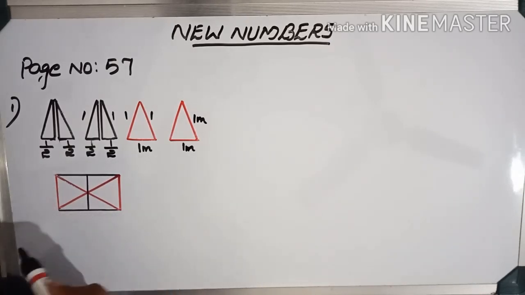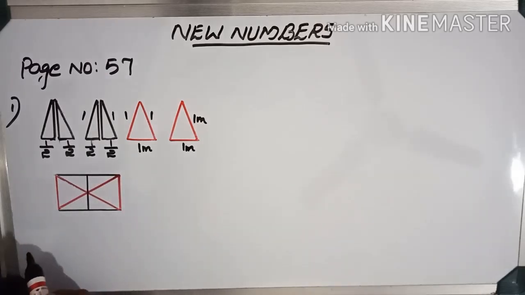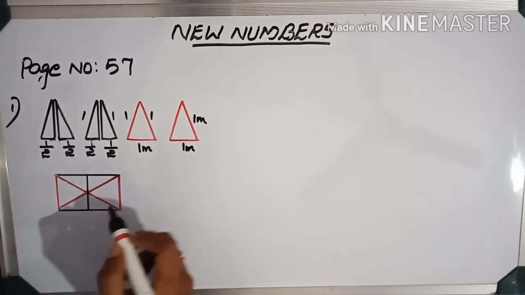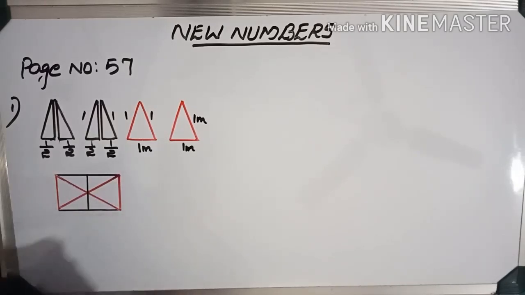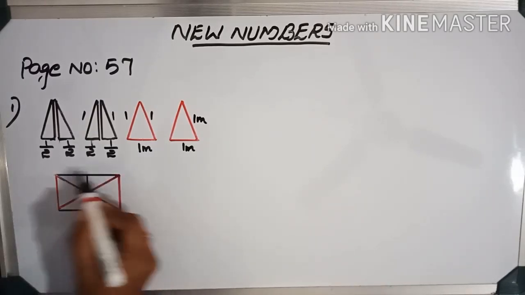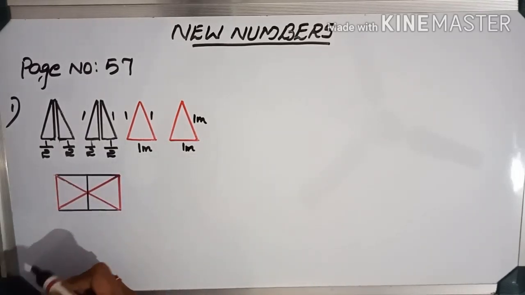Next, we have to find the area and perimeter of this particular rectangle. Area is length into breadth, that means we need the length portion and the breadth portion. Then perimeter means the sum of all the sides. So let's compare these figures first.